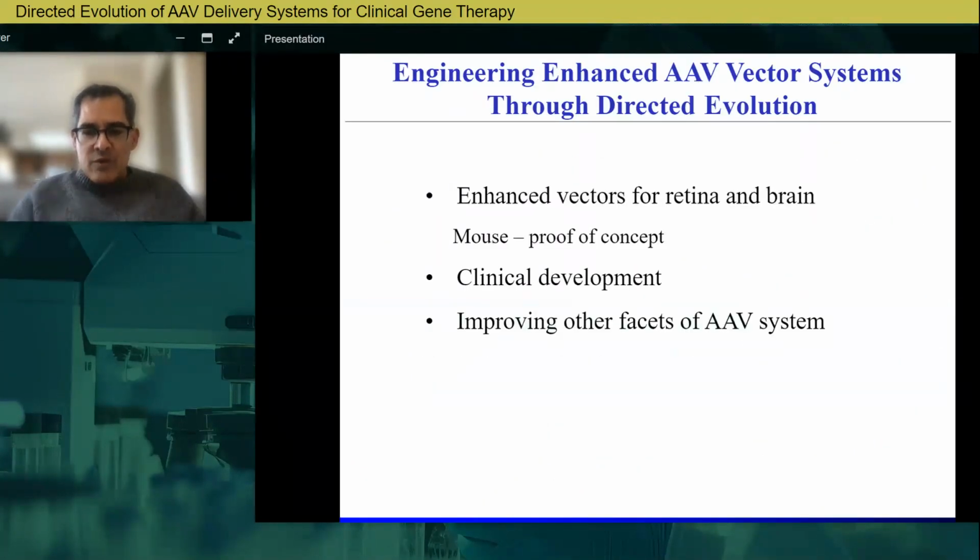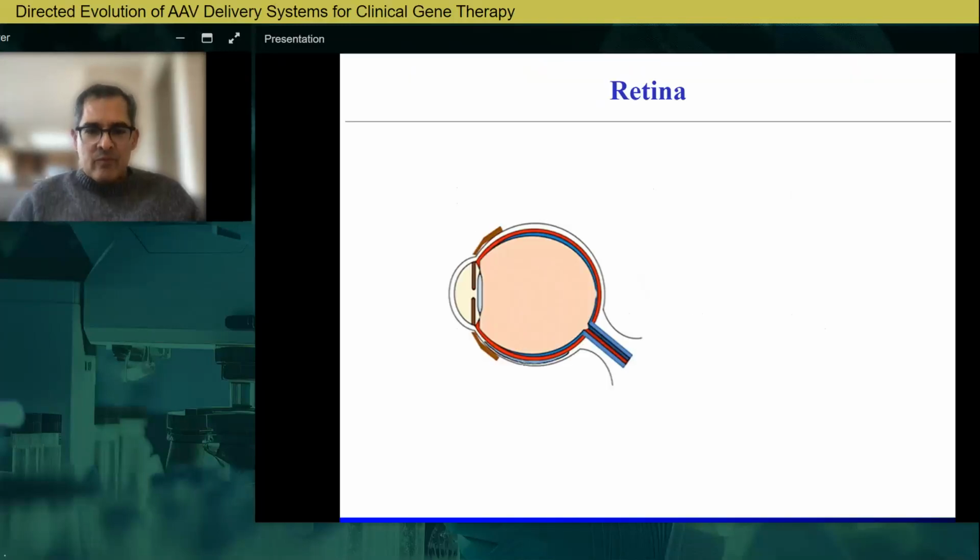So now that I've introduced the concept, I'd like to progress through a couple of bullet points in which we initially applied it as a proof of concept in a mouse, then progressed into the clinic, and then have been using that approach to address other problems in gene therapy, namely manufacturing. So the first target tissue that we began to work with in vivo was the retina.